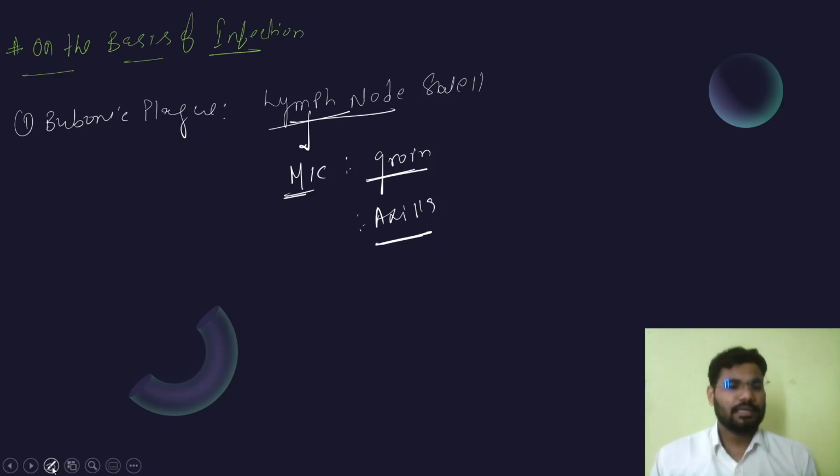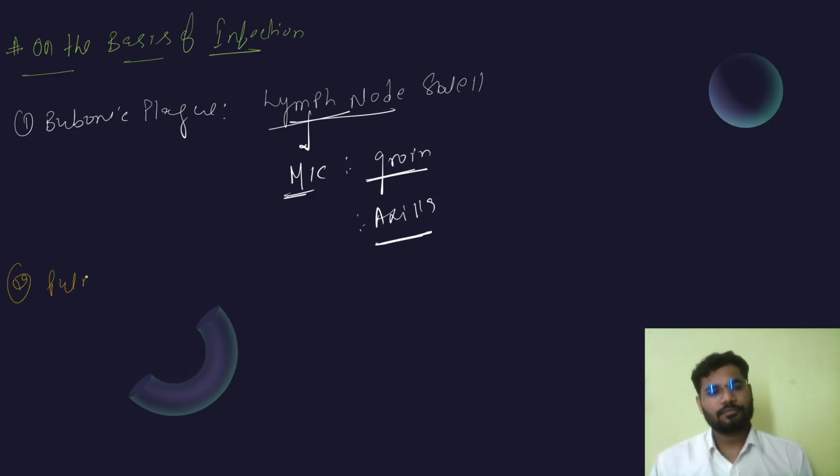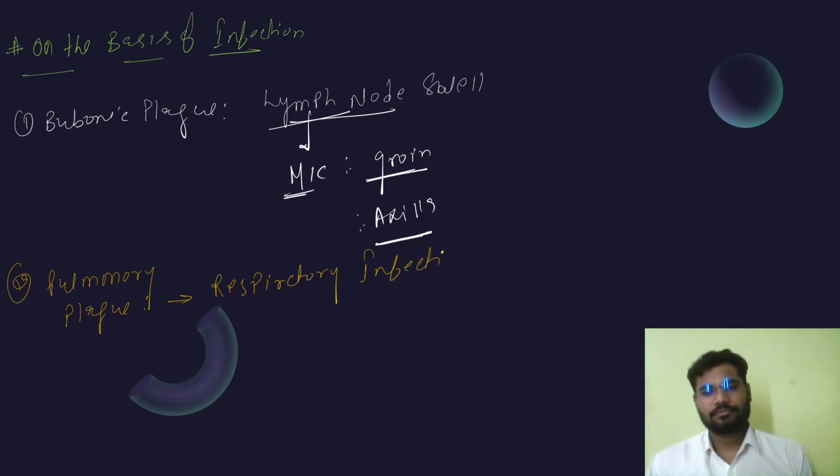What about the second? The second plague that we will talk about is pulmonary plague. Pulmonary plague means where the bacteria causes respiratory infection. So it is a respiratory infection that is observed here.